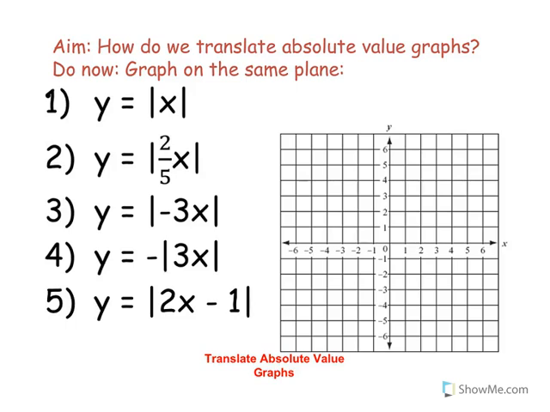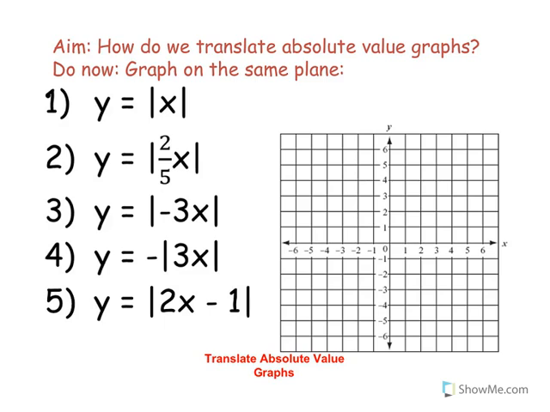All right, good morning. So yesterday we looked at graphing basic absolute value graphs. So today we're going to look at translating them. Translating basically means move up, down, left, or right. The majority of the ones we looked at yesterday were all pretty similar, right?